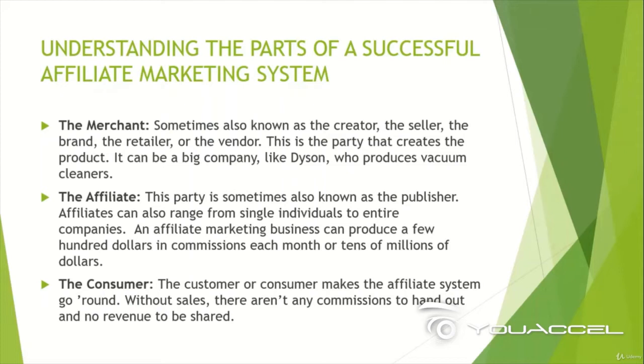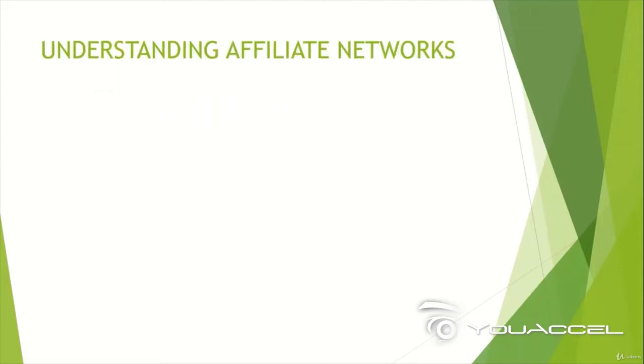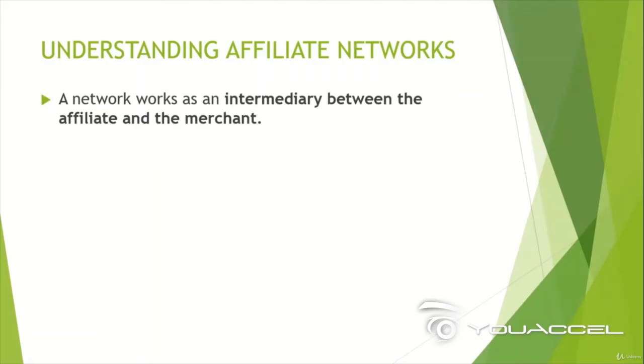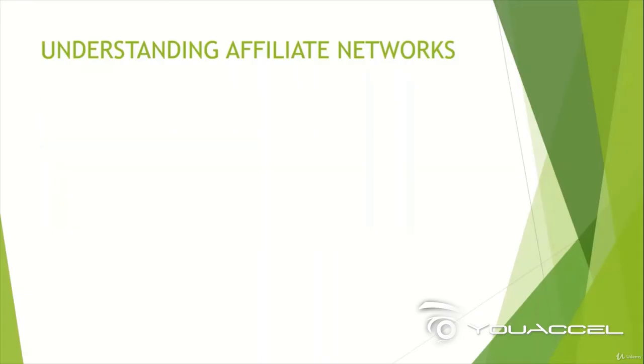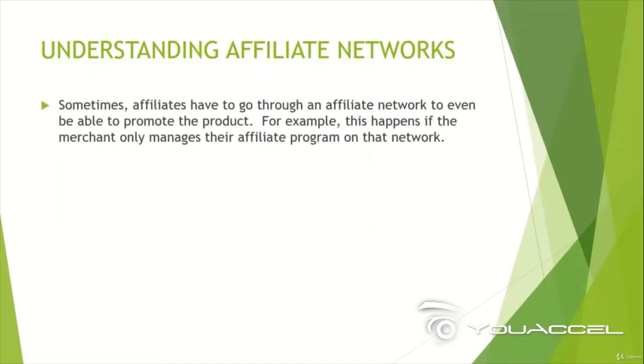The next thing you should know about is affiliate networks. An affiliate network is an intermediary between the affiliate and the merchant. While you could technically promote an online course someone has created and just arrange a direct revenue share with them, letting a network such as ClickBank or Commission Junction handle the payment and product delivery puts a more serious note on your affiliate marketing. Sometimes affiliates have to go through an affiliate network to even be able to promote the product. For example, this happens if the merchant only manages their affiliate program on that network.